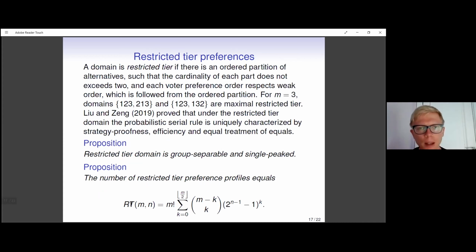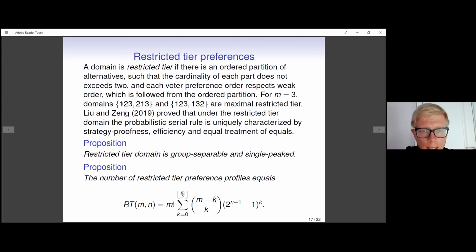Restricted tier preferences. I think that this notion is new for you. A domain is restricted tier if there is a partition of alternatives such that the cardinality of each part does not exceed 2. So we have only parts with 1 alternative and 2 alternatives, and each voter's preference order respects this weak order. Within each group of two alternatives, the order can be arbitrary, but the order between groups is the same for all orders. For three alternatives, we have domains 1, 2, 3 and 2, 1, 3. So we have group 1, 2, and group 3.